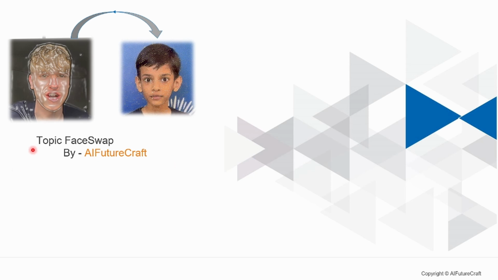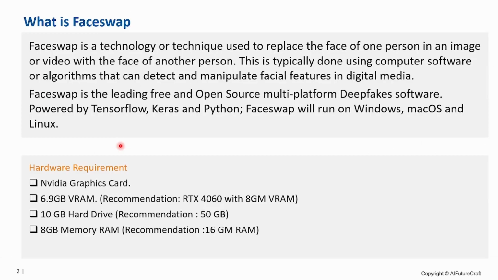Today we are going to talk about faceswap. So let's start with what is faceswap. Faceswap is a technique or technology that is used to replace the face of a person in an image or a video with another person's face. This is typically done using computer software and algorithms that detect and manipulate the facial features in digital media.